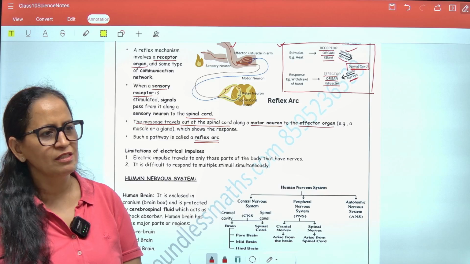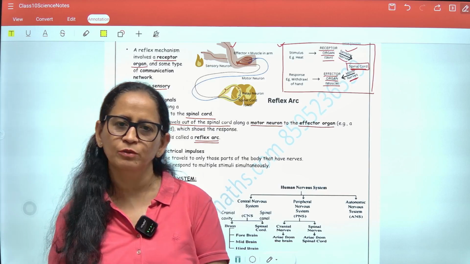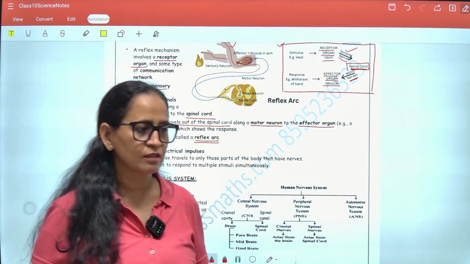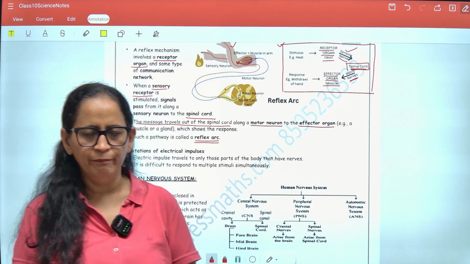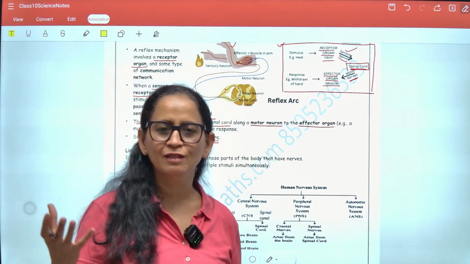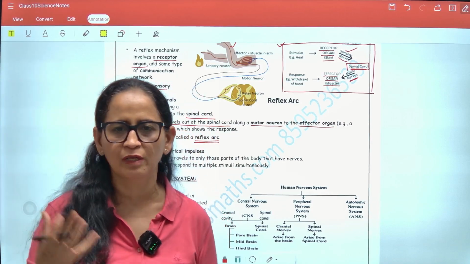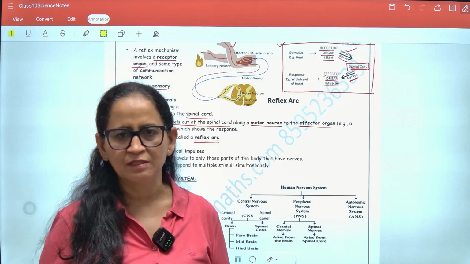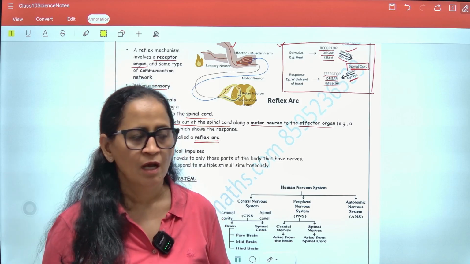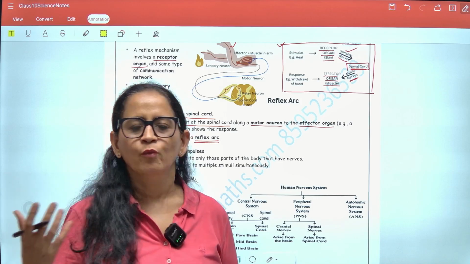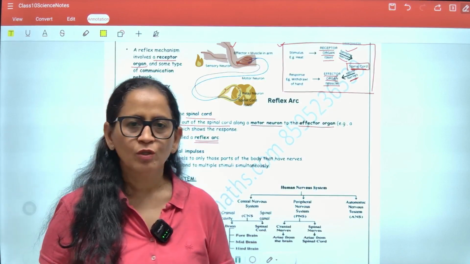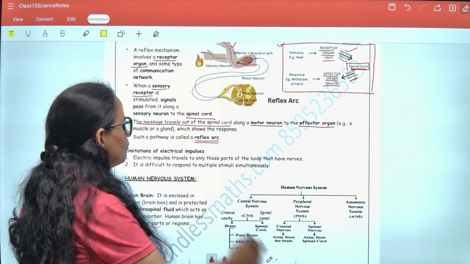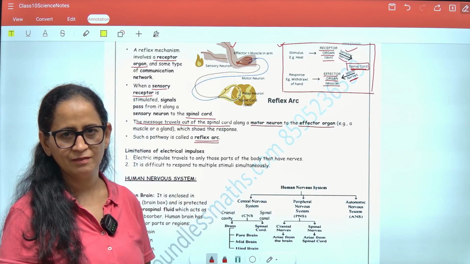Next is, what are the limitations of these electrical impulses? So this nervous system basically works in the form of neurons and electrical impulses traveling through them. Now, do they have certain limitations? Yes, of course. These nerve cells are not present throughout our body. They are present majorly in our sensory organs, muscles, glands, but there might be certain organs where they are not present.